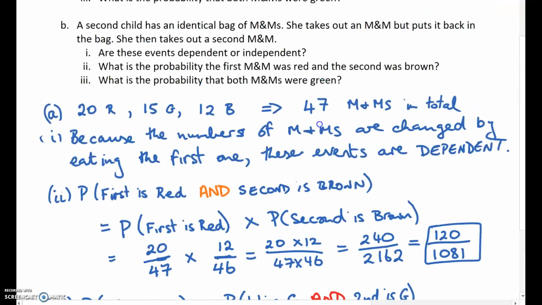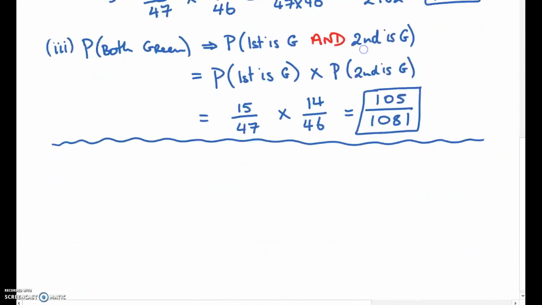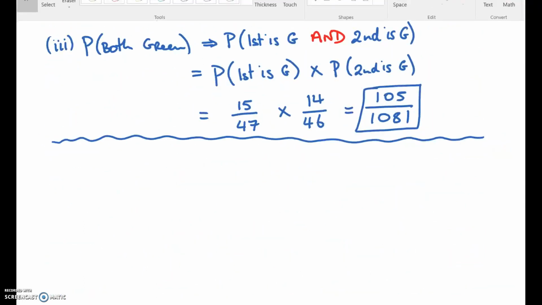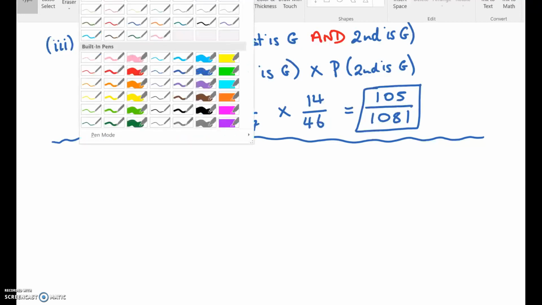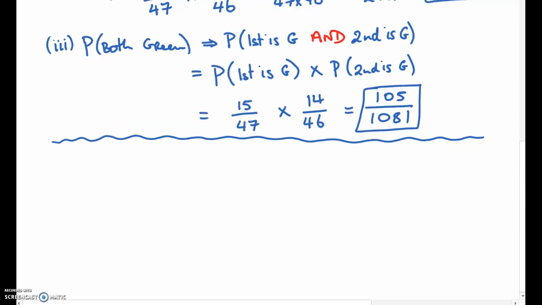Now let's go back and look at the second part of this problem, part B. The second child has an identical bag of M&Ms, so again we're going with 47 M&Ms, 20 red, 15 green, and 12 brown. She takes out an M&M and puts it back in the bag. She then takes out a second M&M. Are these events dependent or independent? Well, if she doesn't eat it, then the numbers haven't changed. So in B, this time she doesn't eat it.